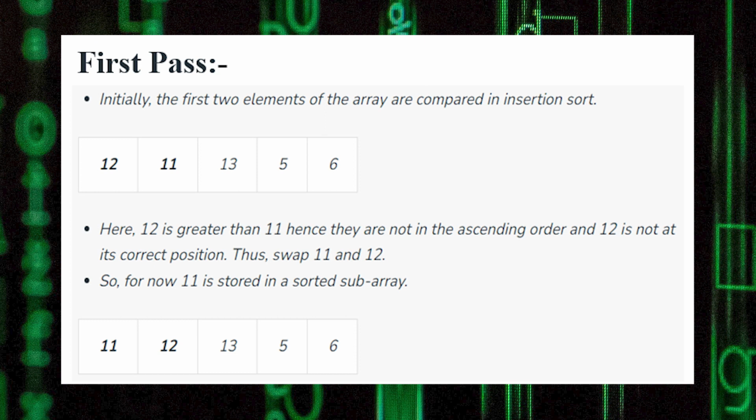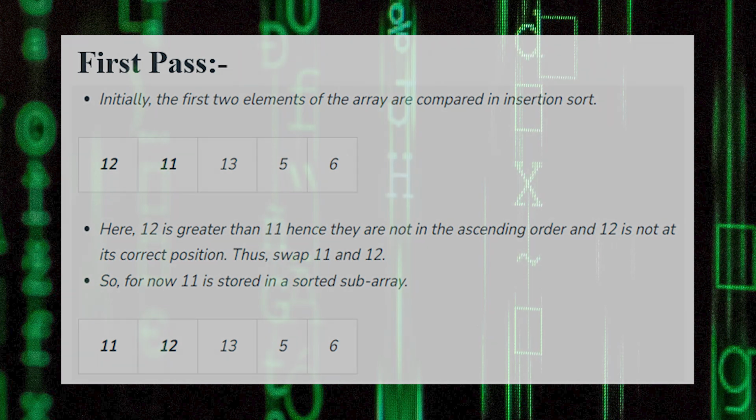Now, we have 2 parts. The first part is a sorted array and the second part is unsorted. Now, 11 and 12 are part of the sorted array, and 13, 5 and 6 are part of the unsorted array. After the first pass, 11 is inserted into its appropriate position.